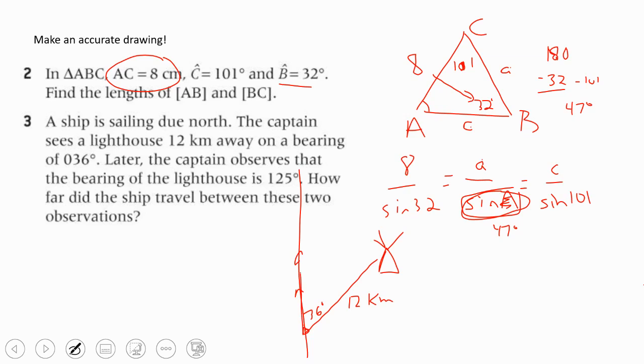Okay, then the boat keeps sailing along. And at another point, it has a bearing of 125. So again, that means it's coming down here like this. And so that 125 degrees is right there, looking at the lighthouse. So that means inside the triangle is actually 55. And you're not going to do a whole bunch like this. This is a helpful way to see the application, though.